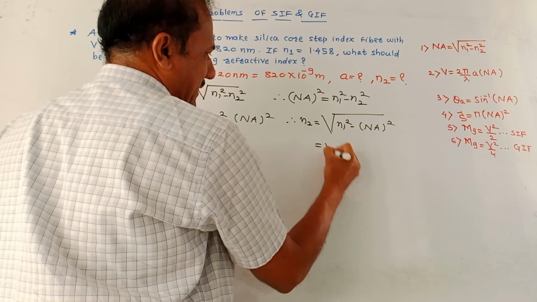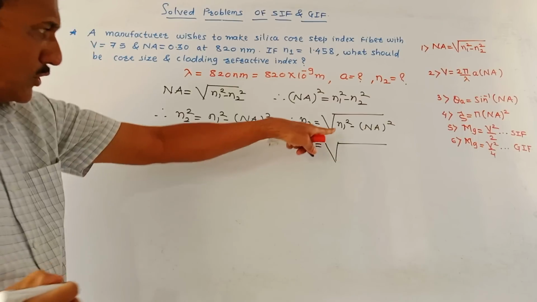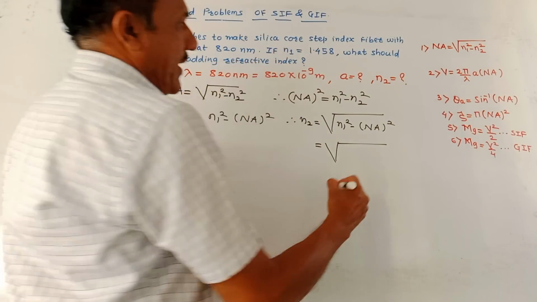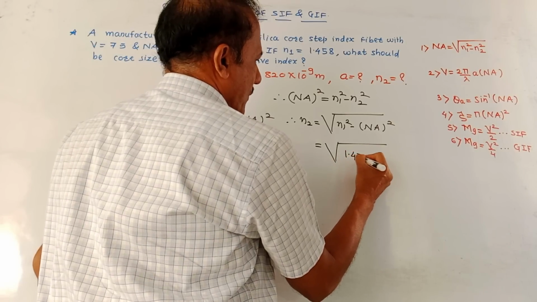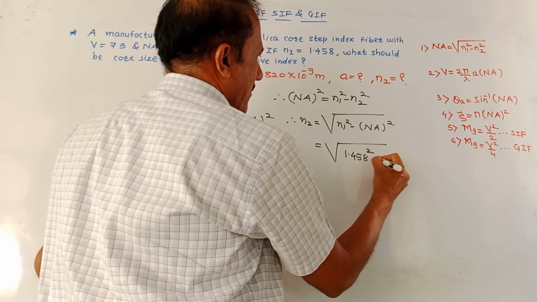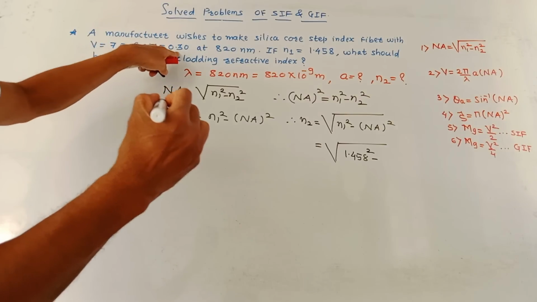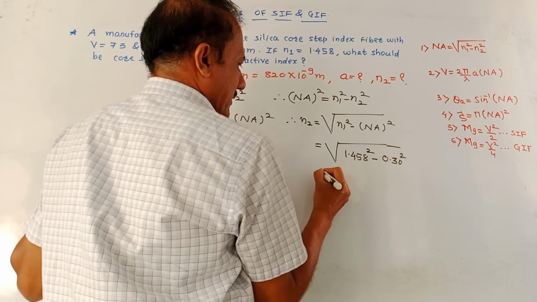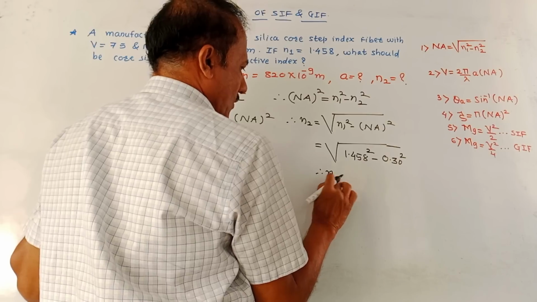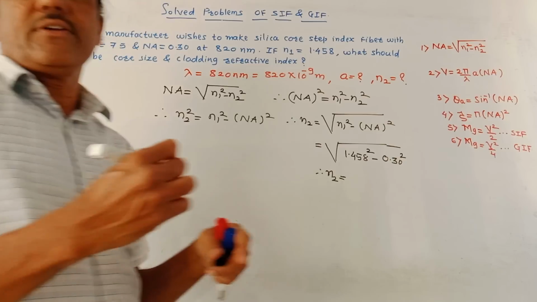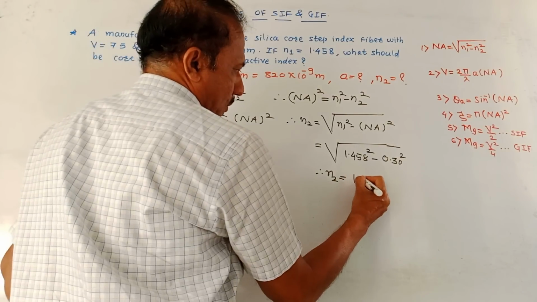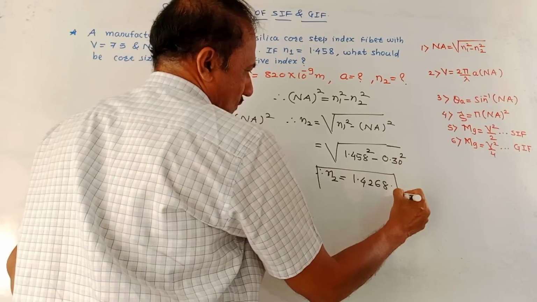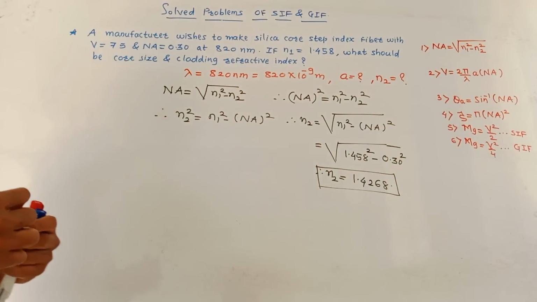Now the remaining part is pretty simple. You just have to put in the values. The value of n1 is given in the question, that is 1.458. So it is 1.458 square minus the value of NA, which is also given, 0.30. So 0.30 square. Therefore, if you solve this, the value of n2, that is the refractive index of cladding, will be 1.4268. This is the answer for the refractive index of the cladding layer.